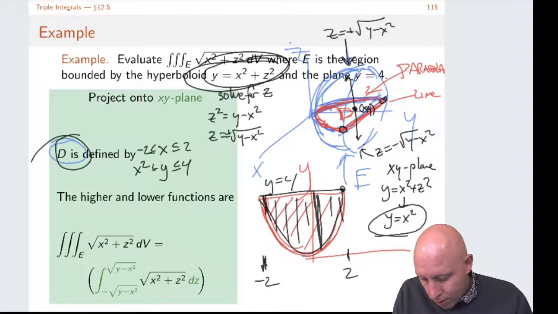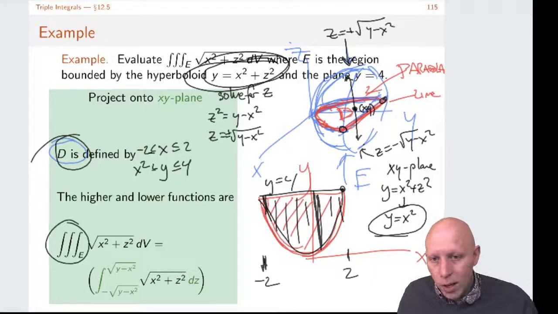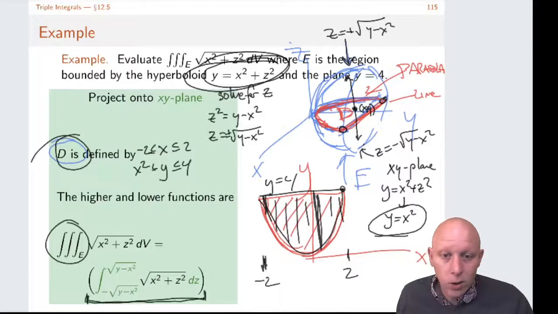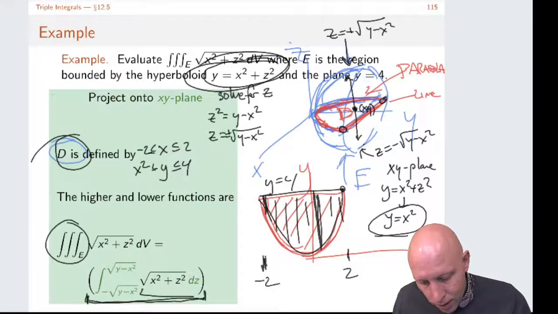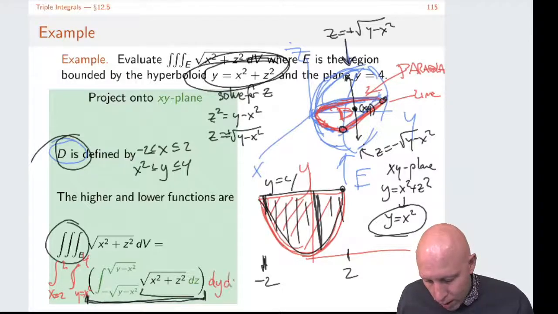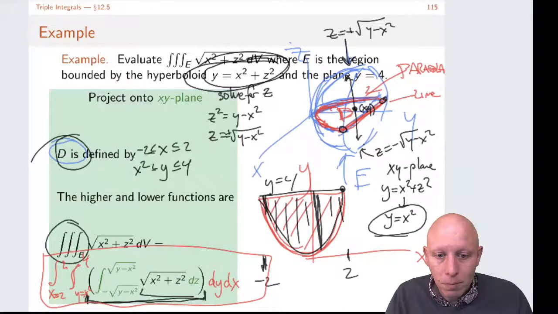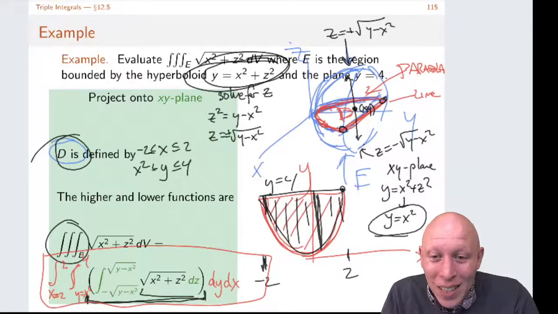And so what that means is that if we're going to integrate the triple integral of x squared plus z squared dv, the inner integral looks like this: the integral from negative square root of y minus x squared to positive square root of y minus x squared of our function dz. And the outer integral, our red D region, we said we wanted x to go from -2 to 2, and y to go from x squared to 4, so dy dx. This would be an integral set up where we've projected onto the xy plane. So that's an integral. How do we integrate this?